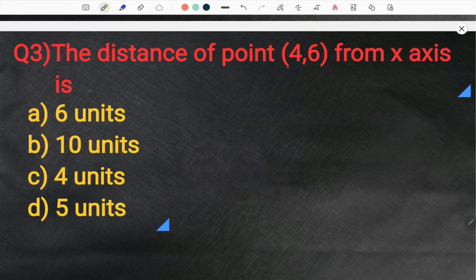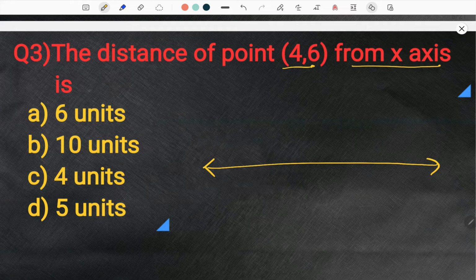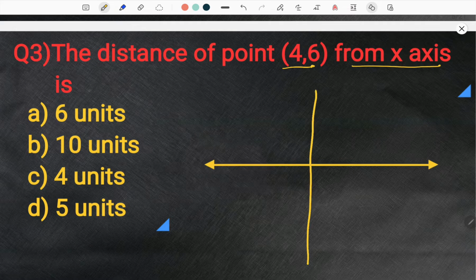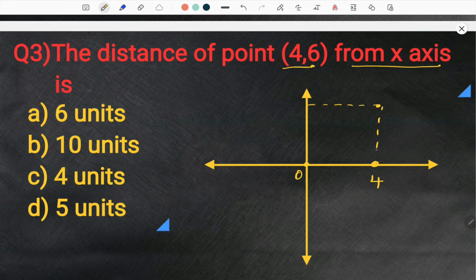The distance of point 4 comma 6 from x-axis. Again a little bit tricky, students get confused here. Look at this, from x-axis means x-axis is very big, right? So this is the x-axis what we have here. This is very big. All right, and how about this? This is the y-axis. And where does this point 4 comma 6 come? Look at this. 4 means, so this is 0, right? So 4 units we have to go on x-axis and 6 units above. So somewhere here it comes, no? So this is the point which is having coordinates 4 comma 6.